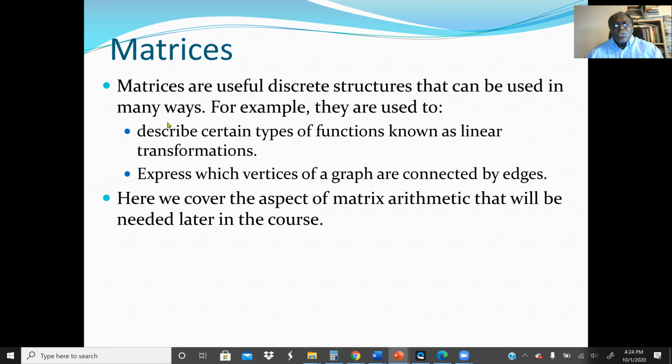So first we start with the matrix objective, or the advantage of a matrix, the main reason why we use a matrix. Here we say matrices are very useful in discrete structures and can be used in many ways. For example, they are used to describe certain types of functions such as linear transformations, and also express which vertices of a graph are connected by edges.